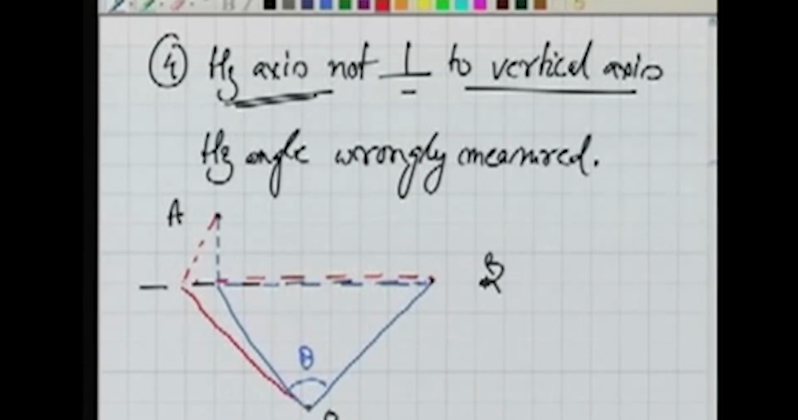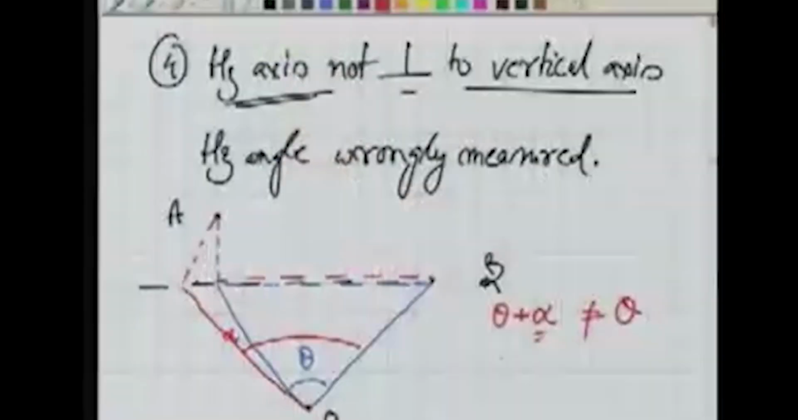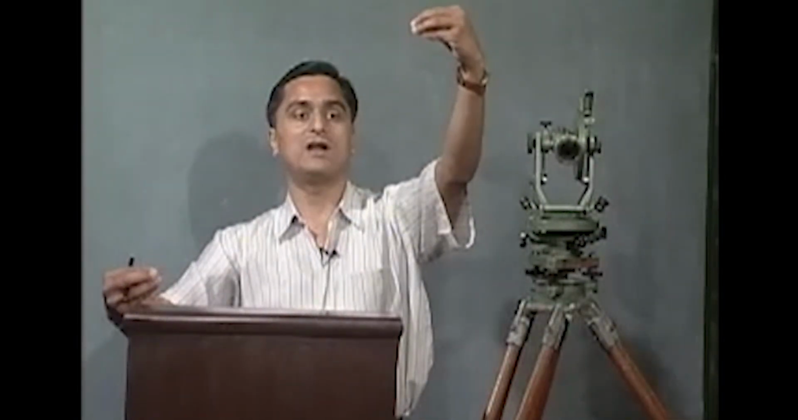So the angle which is measured in this case is actually theta plus alpha. So theta plus alpha is the angle which is measured, and this is not equal to theta, our actual angle, obviously. So this alpha is an error which is being introduced here. So this particular problem of horizontal axis not being perpendicular to the vertical axis will lead to the error in horizontal angle measurements. This will not give error if two objects are at same height, but if they are at different heights, it will produce the error.